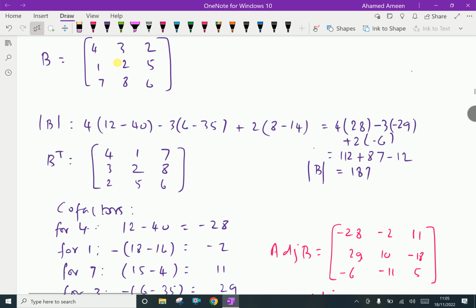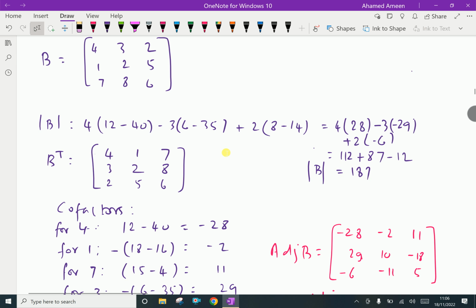Here, 4 into the minor, which is 2 into 6 minus 8 into 5, minus 3 into, 1 into 6 is 6, 7 into 5 is 35. Therefore, minus 3 into 6 minus 35. Next, the sign is positive, plus 2 into, the minor is 8 into 1 is 8 minus 14, 2 into 7 is 14. So after simplification, we have the determinant value 187.